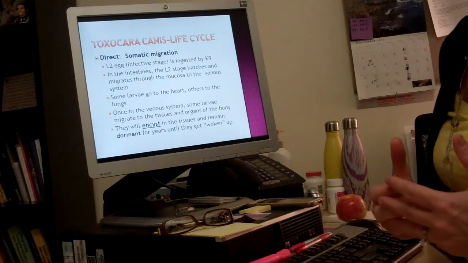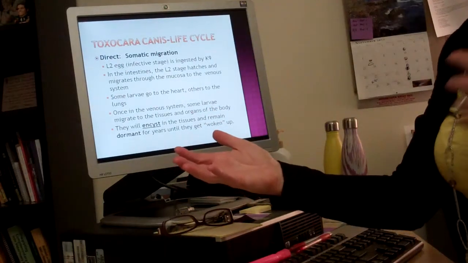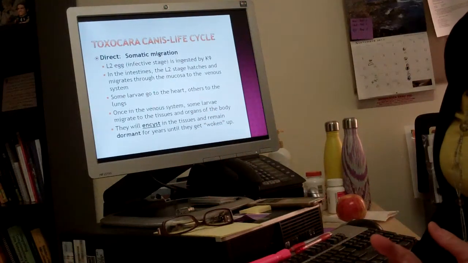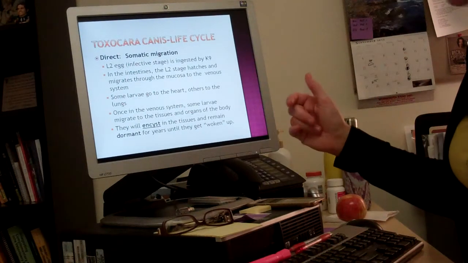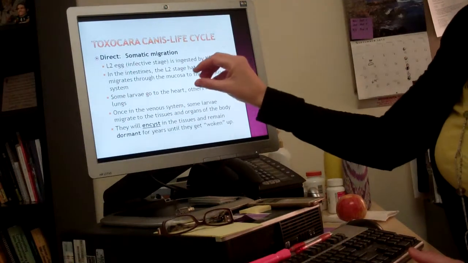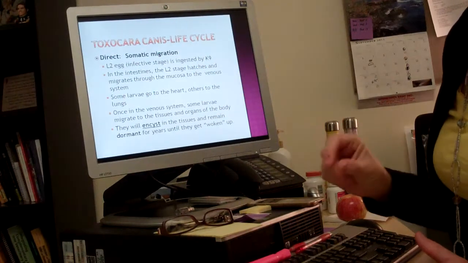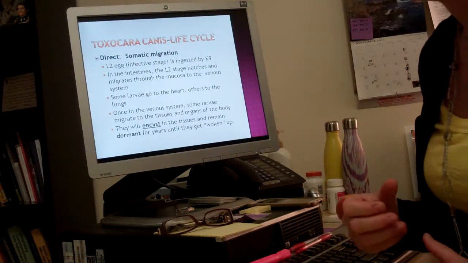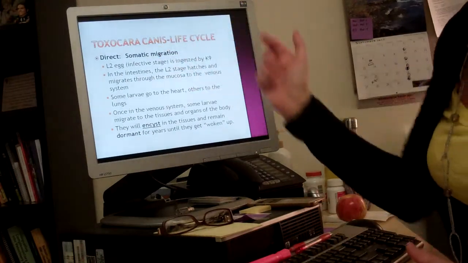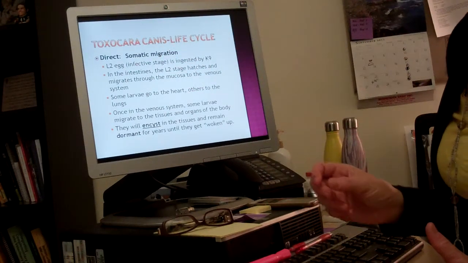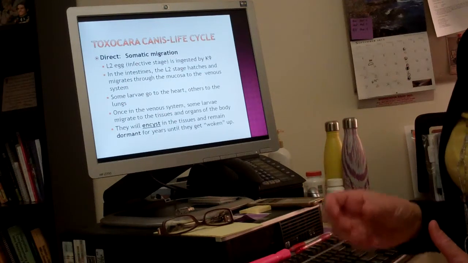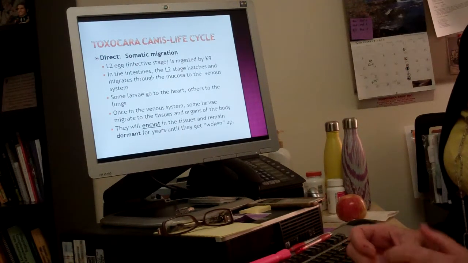There are only two types of life cycles, a direct life cycle and an indirect life cycle. All roundworms have a direct life cycle, including Toxocara canis. But I want to discuss these three terms so that if you read another parasite and it says somatic migration, you'll know what it means. Somatic migration and hypobiosis are the reasons why puppies are born with this parasite.